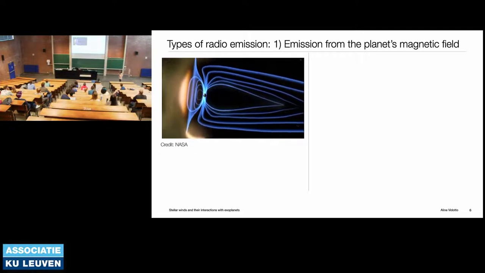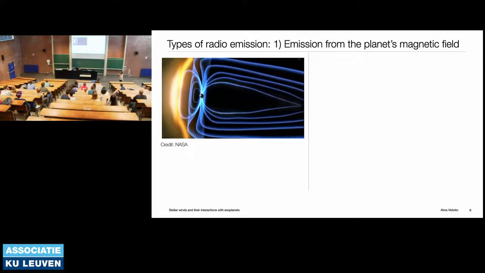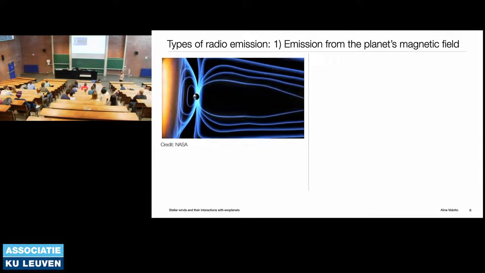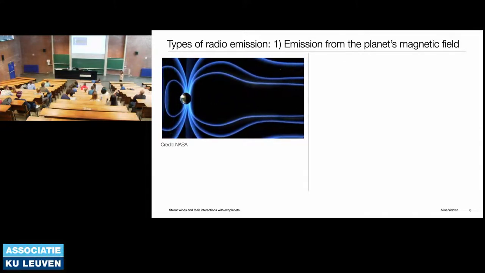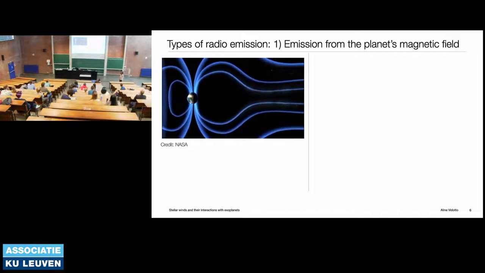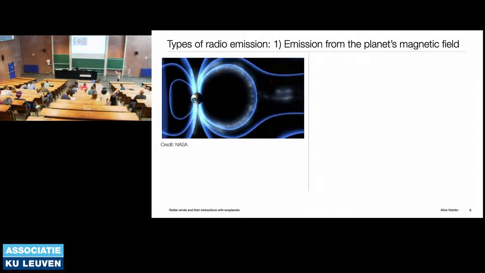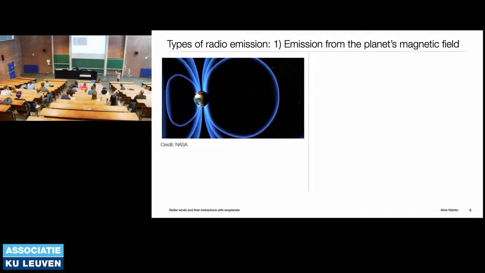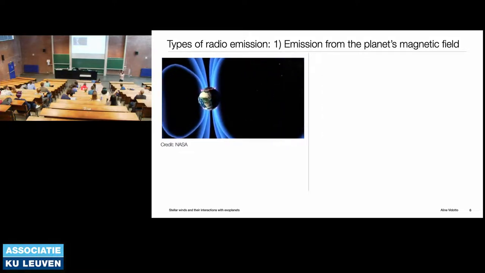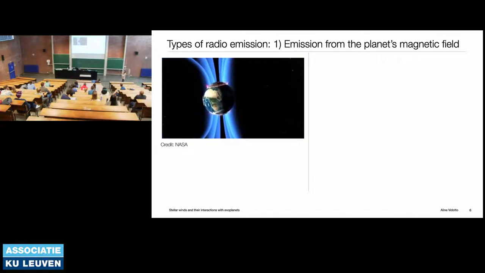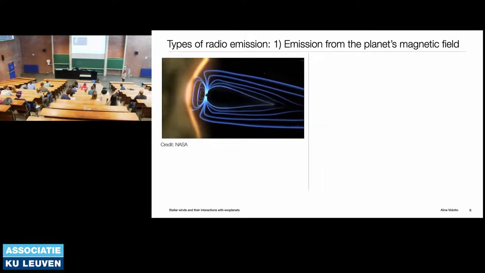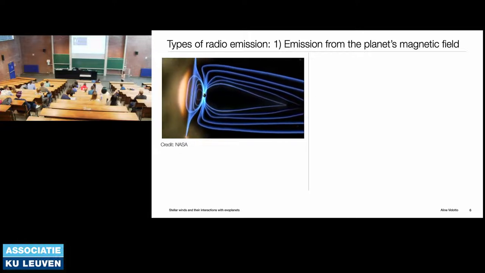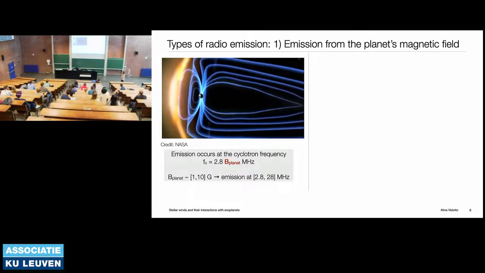So you have here another illustration or movie showing how the solar wind interacts with the Earth's magnetosphere. And what you see here is that as the solar wind comes from the left-hand side, it also forces the magnetic field lines on the night side of the planet to get closer to each other. Eventually they reconnect, they release particles in this reconnection, and these particles spiral along the magnetic field line. So we are talking about a cyclotron type of radiation.